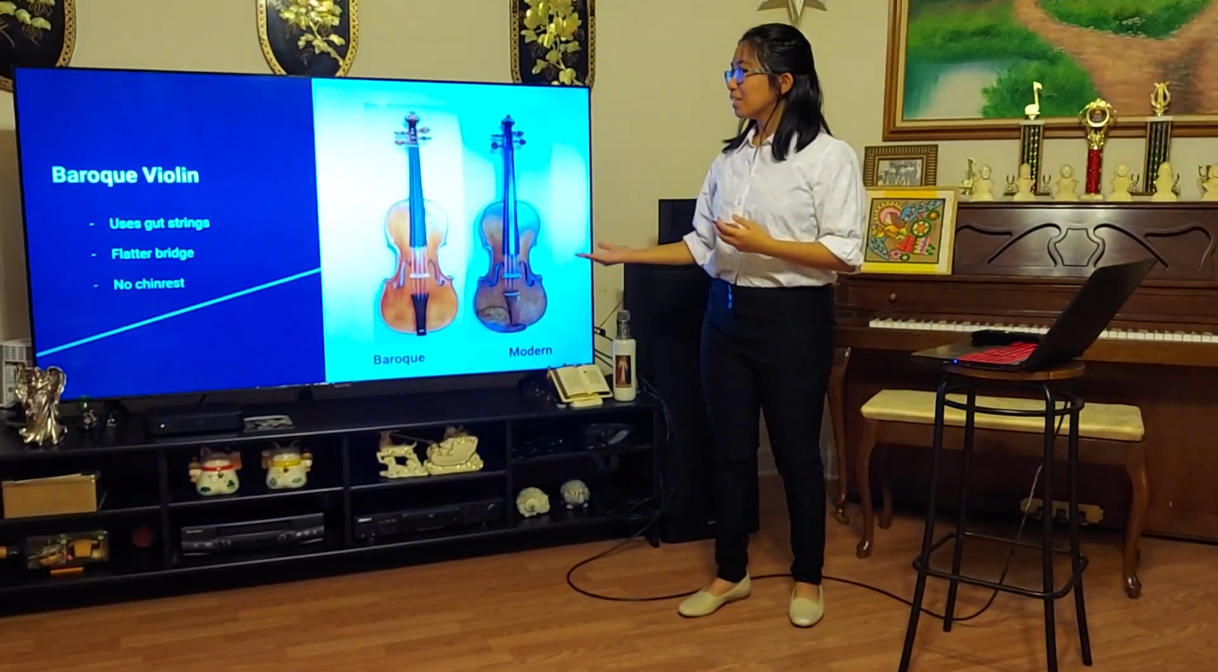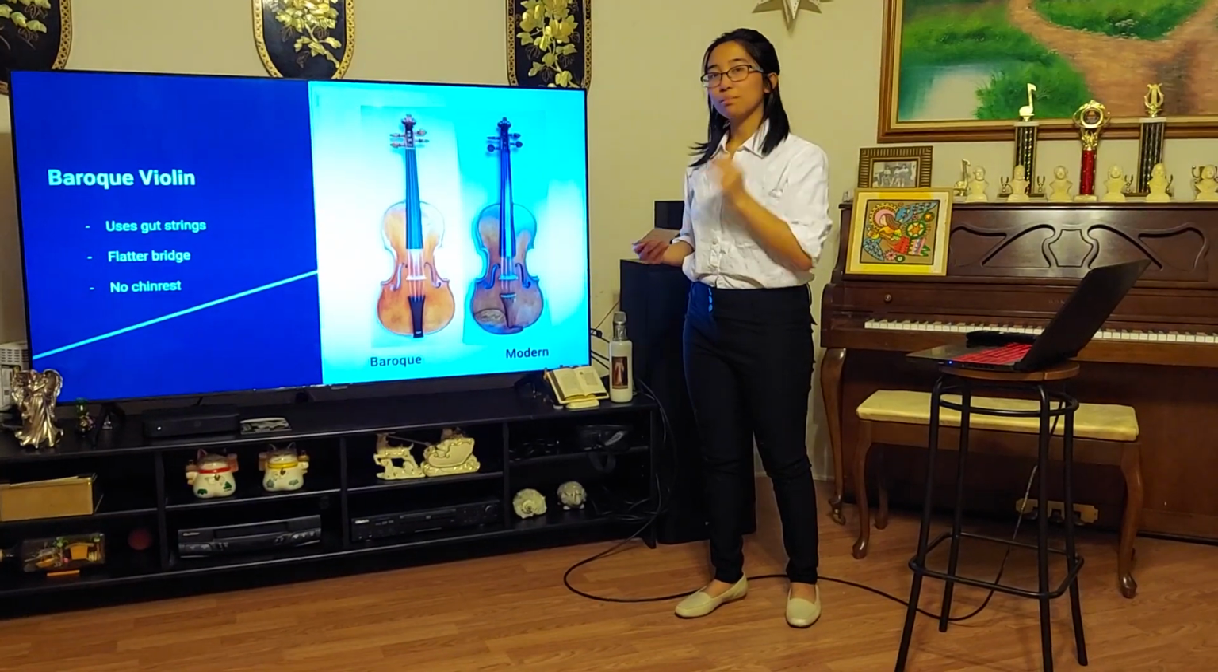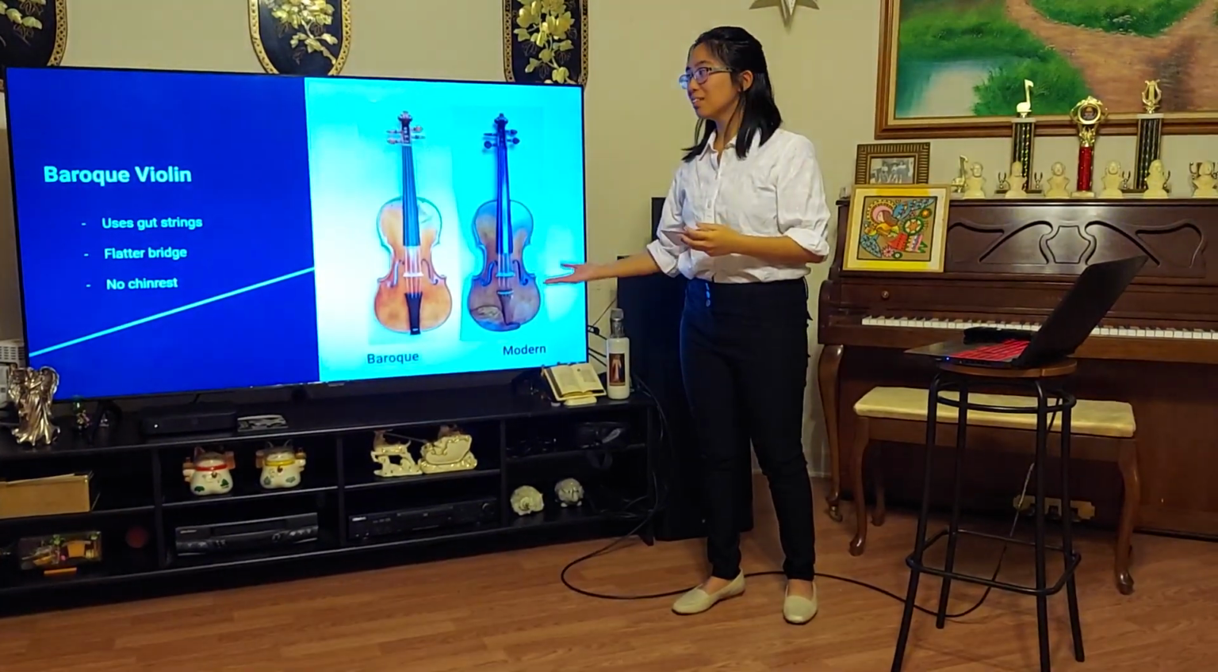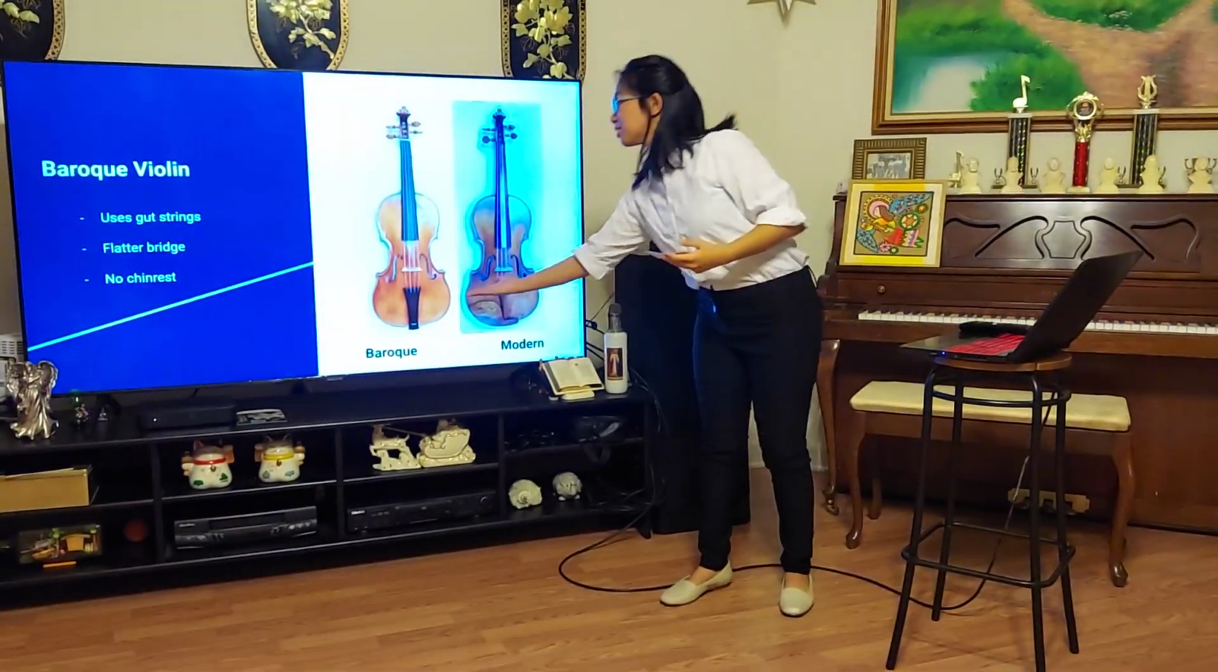The Baroque violin has a similar build, but they use gut strings, which are strings made from animal intestines. They have a flatter bridge, and they do not have a chin rest, as you can see here.